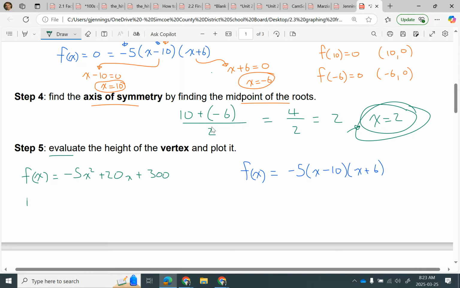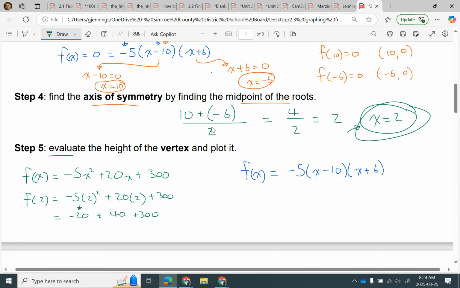So here, let's evaluate. f at 2 is equal to -5 multiplied by 2 squared plus 20 times 2 plus 300. So -5 times 2 squared happens to be -20. 20 times 2 happens to be 40. And 300 is just 300. 2 squared is 4. 4 times -5 is -20. So that's how I do this bit here.